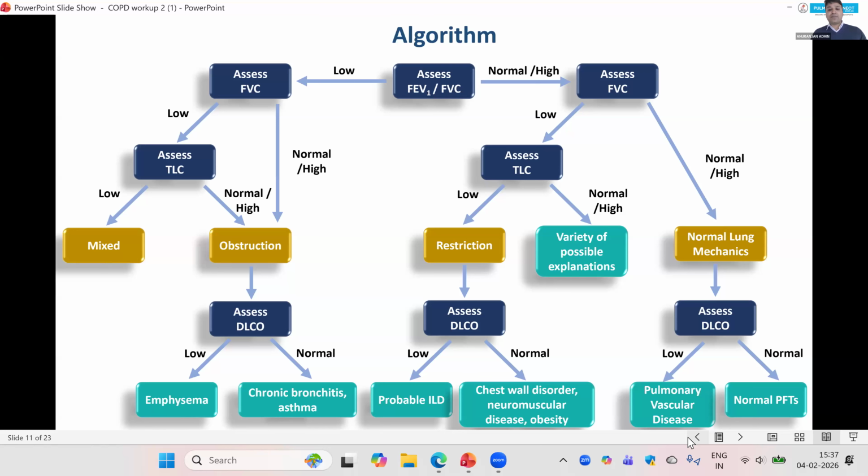If you have the TLC as well as the DLCO, then you will be able to diagnose or classify the patient into the different diseases which you're suspecting are causing breathlessness, like emphysema, chronic bronchitis, asthma, or ILD, or any neuromuscular disease or pulmonary vascular disease. So this is the algorithm which is there. You can take a screenshot or maybe a photo of it.